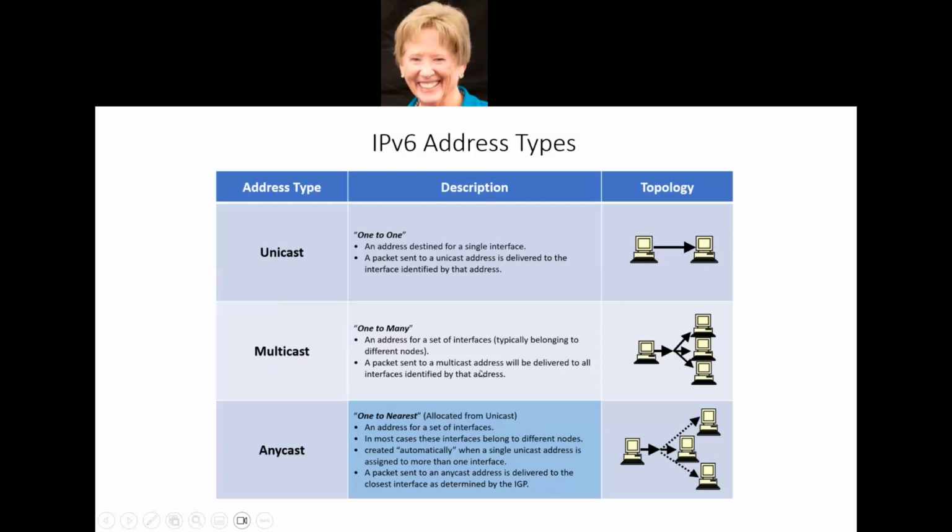Multicast is 1-to-many. That's an address for a set of interfaces maybe that belong to different nodes. Multicast addresses are 224 and above. Anycast is 1 to nearest, and there is no such thing as a broadcast address, not really with IPv6. Broadcast is an Ethernet / IPv4.